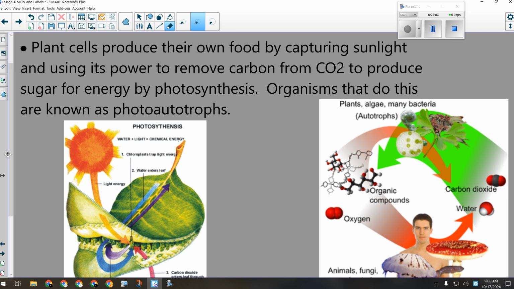Okay, so this is the carbon cycle here on the right side of the screen. You can see that there's oxygen and organic compounds. Those are made by the plants. They consume the carbon dioxide in order to make that happen. And then that goes to the animals and the fungi.